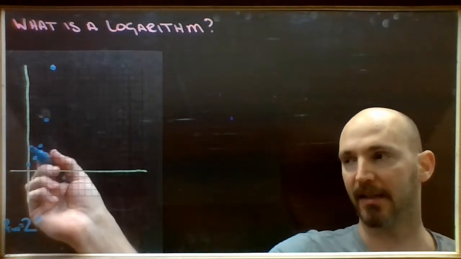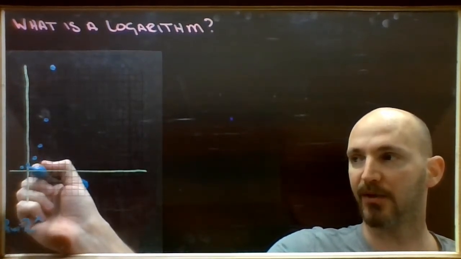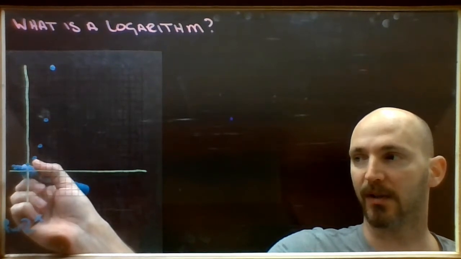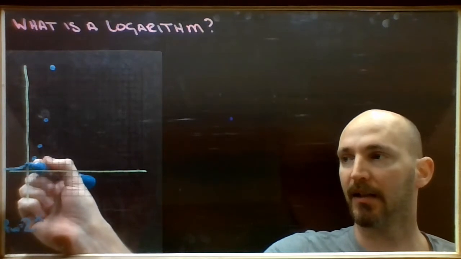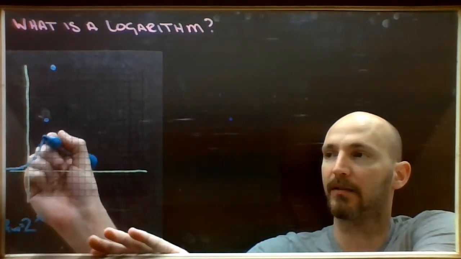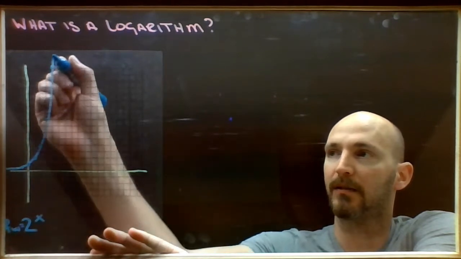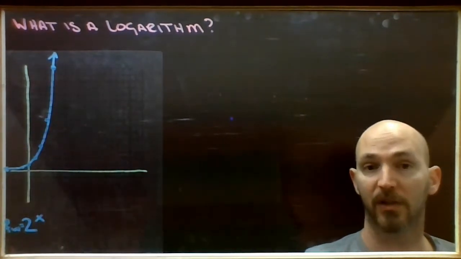Now over on this side, 2 to the negative 1 is a half, 2 to the negative 2 is a quarter, etc. So we have this asymptote over on that side. And if I connect all my dots, I get a function that looks like that.